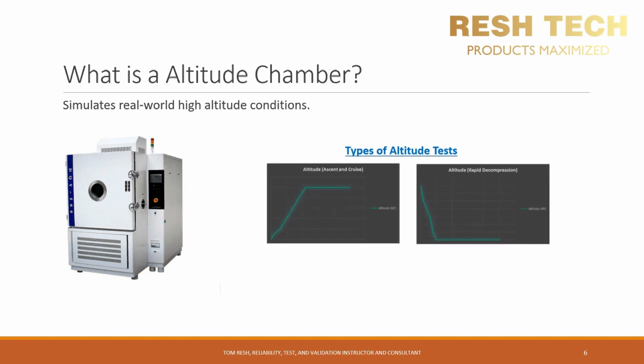A couple of examples of this altitude testing are an ascent and altitude hold, which simulates an aircraft taking off and maintaining an altitude height for the flight path, or an extreme example in the other test example of rapid decompression event, when an aircraft rapidly loses altitude, such as in a nosedive condition.